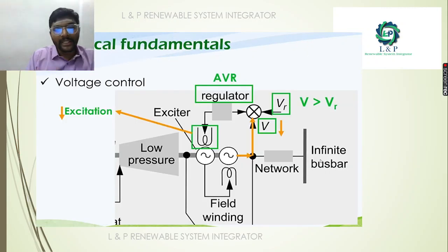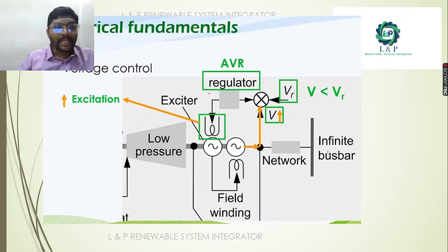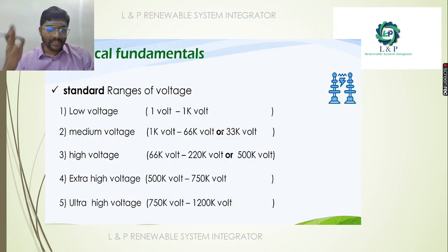So as we told earlier, with the exciter, when the excitation reduces, the voltage is getting reduced. When the excitation increases, the voltage control we are doing, the voltage generation will also increase. So these are the same fundamentals which we have already gone through.